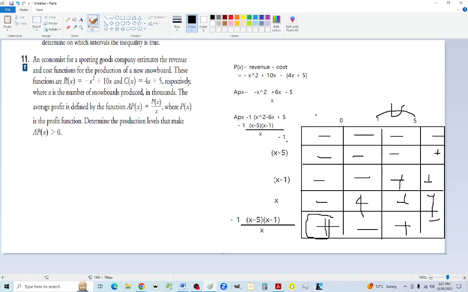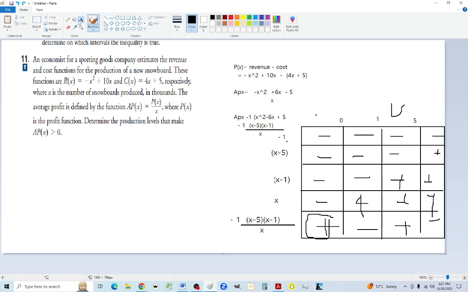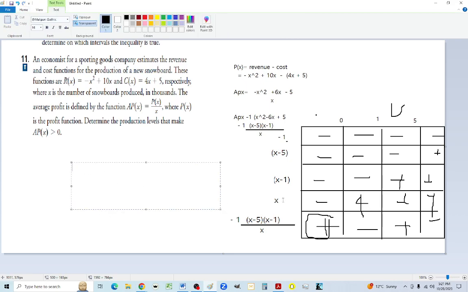So between 1 and 5 snowboards, and I think they represent in the thousands, so between 1,000 and 5,000 snowboards, A(x), P(x) divided by x, will be positive. So it's 1 smaller than x, smaller than 5. In interval notation, it's (1, 5), which means between 1,000 and 5,000 snowboards, A(x) is bigger than 0. Just punch that into Desmos to see.